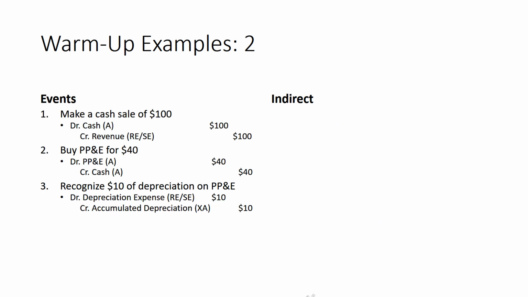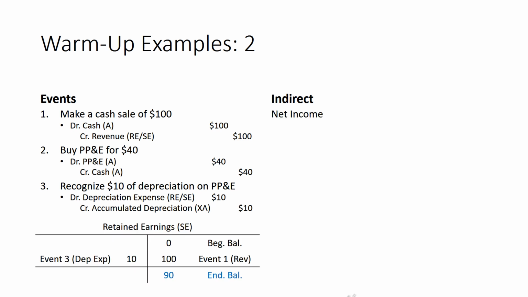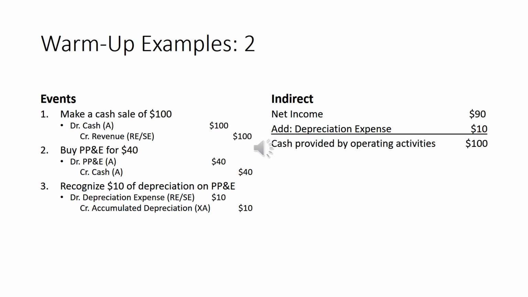We can prepare the statement of cash flows using the indirect method. We always start off with net income. From our retained earnings permanent account, we find that the net income is $90. It is $100 from the revenue, subtracting out the $10 of depreciation expense. Next, we can add back the depreciation expense of $10. Therefore, the cash provided by operating activities is $100.